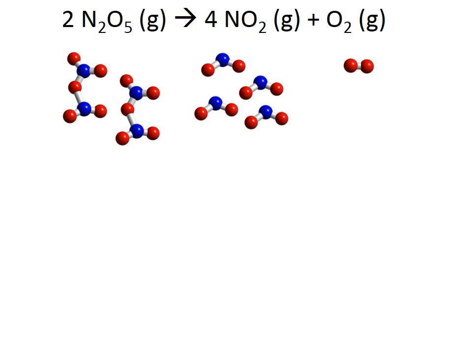We have to keep in mind that they have different rates, right? So the rate of disappearance of N2O5 will be twice the rate of appearance of oxygen, because when two molecules of N2O5 are lost, only one molecule of oxygen is formed. So oxygen should form at only half the rate that N2O5 is lost. Also, NO2 will form at 4 times the rate that oxygen forms because of the stoichiometry.